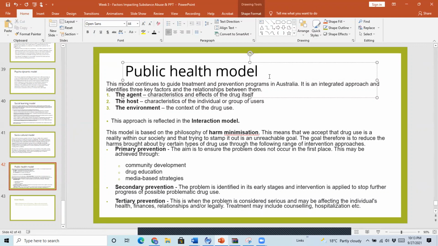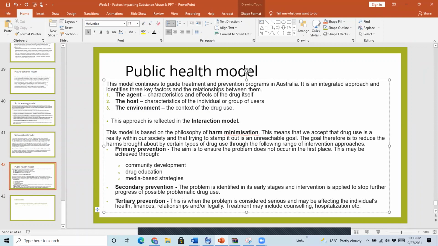One, the agent, so characteristics and effect of the drug itself. So what is the drug? We're going to figure out what the drug is. Number two, who is the user? Who's using this drug? And three, where and how is the drug being used? Okay, so we figured that part out. Great. Now let's figure out how do we prevent it.